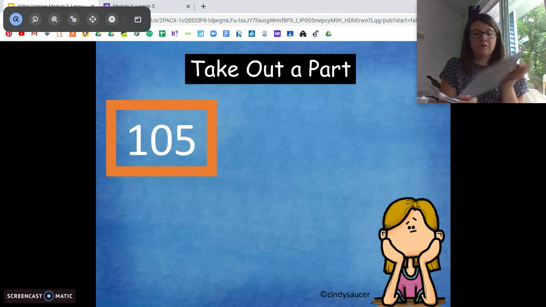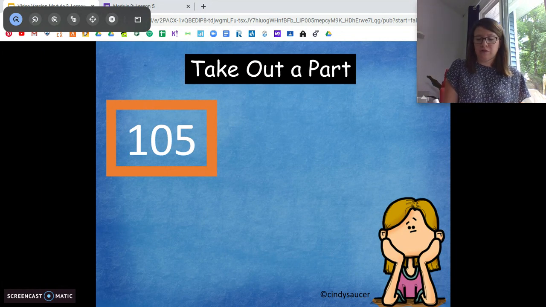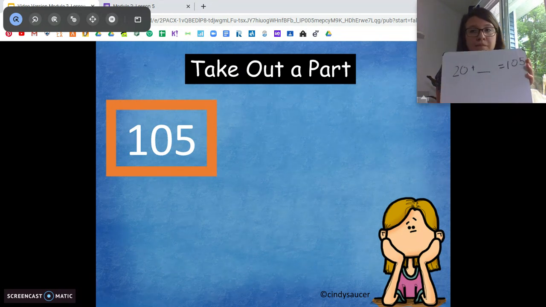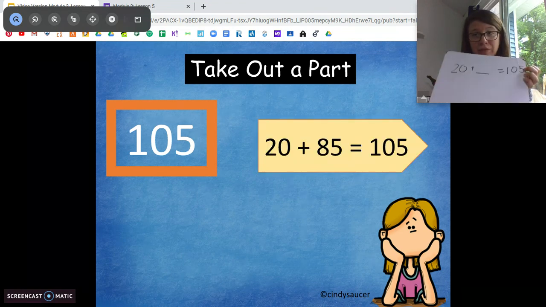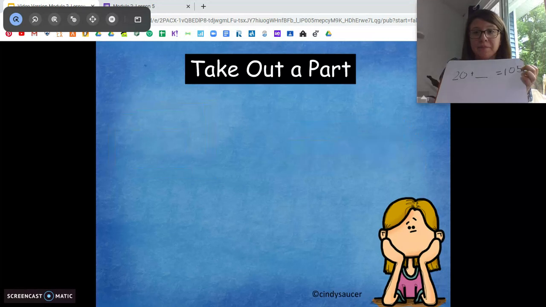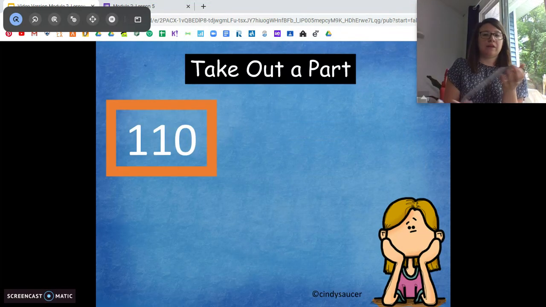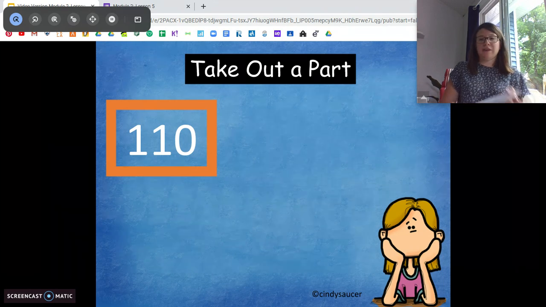Same idea. It's going to be 105. Pause and try it on your own. Good. Same idea. We're just going to add those 5 extra ones onto the 80. Good. All right, try this one. Still taking the 20 out, but your answer now is 110.